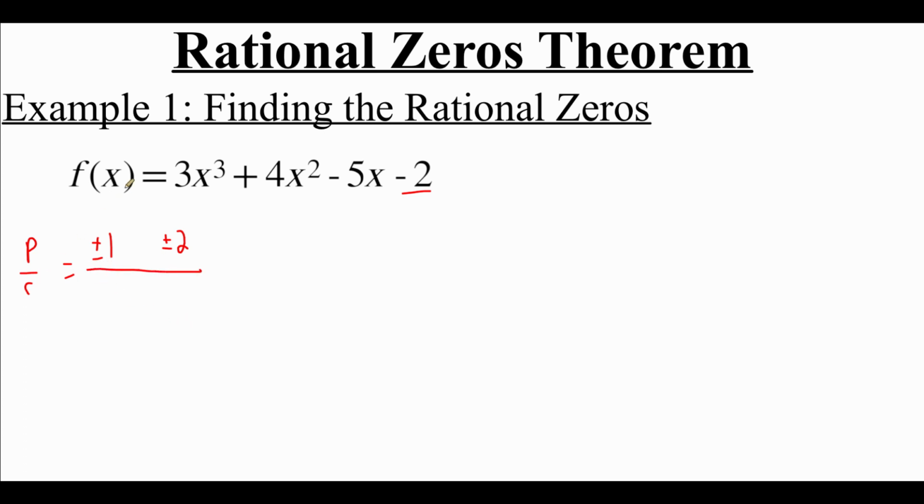Now, as far as those r values, we want to look at the leading coefficient, so numbers that multiply into 3. That'd be 1 and 3 or negative 1 and negative 3. Again, I'm going to write these with the plus and the minus on them, because if I took positive 1 times positive 3, that would give me 3. But if I took negative 1 times negative 3, that would also give me 3.